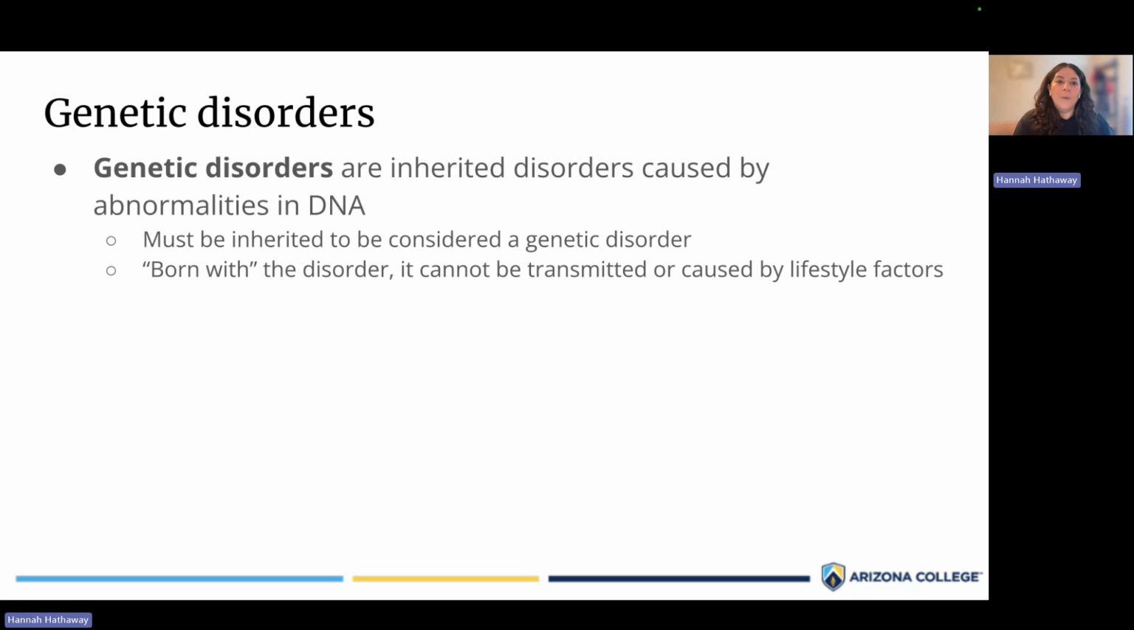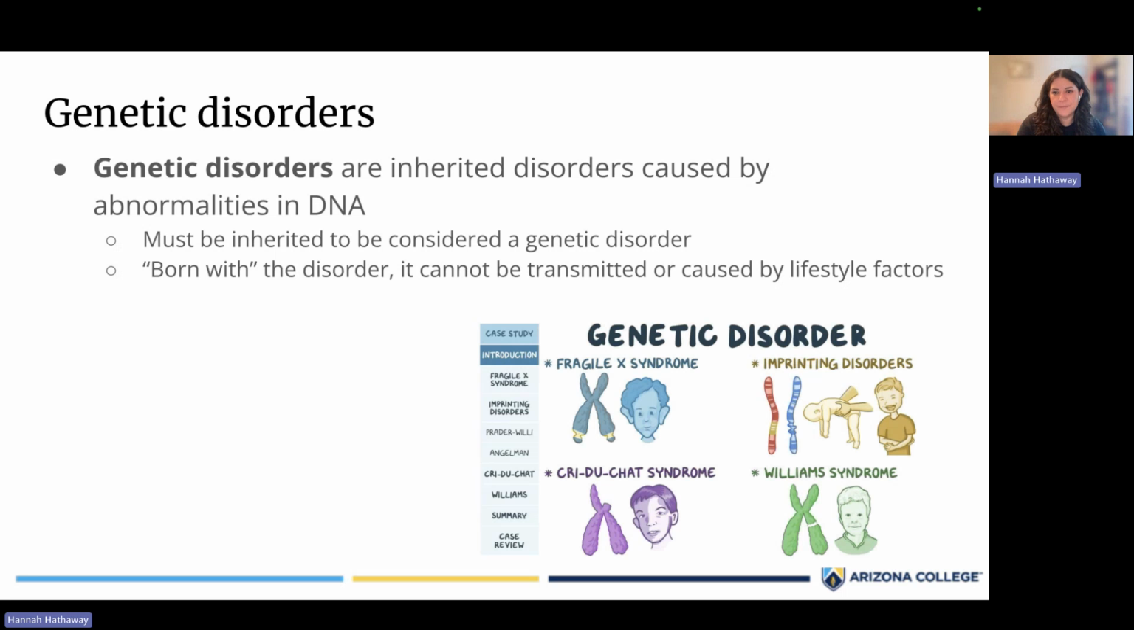Okay, so what is a genetic disorder? A genetic disorder is one that is caused by abnormalities in DNA. And specifically, these are abnormalities that have to be inherited, meaning they are passed from parents to children. Another way we might say this is someone with a genetic disorder is, quote, born with that disorder. They don't catch it from someone else, and it's not caused by lifestyle factors.